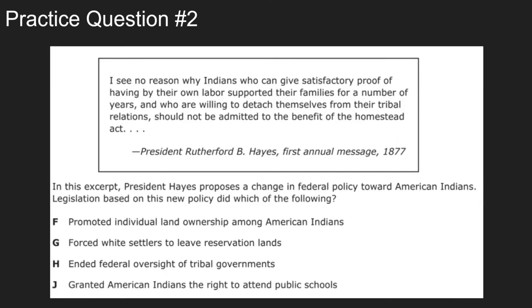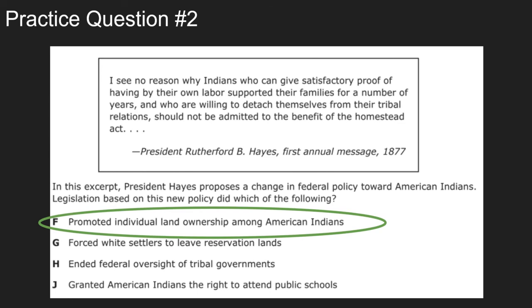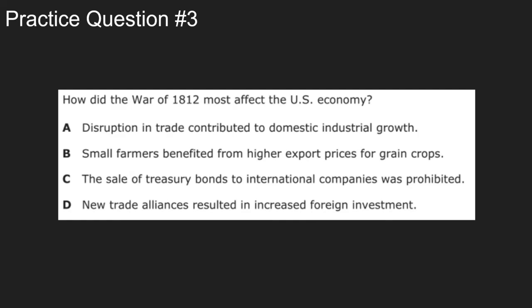I see no reason why Indians who can give satisfactory proof of having by their own labor supported their families for a number of years and who are willing to detach themselves from tribal relations should not be admitted to the benefit of the Homestead Act. That's Rutherford B. Hayes. In this excerpt, President Hayes proposes a change in federal policy towards American Indians. Legislation based on this new policy did which of the following? Press pause. Here's your answer. Promoted individual land ownership among American Indians. So this makes it sound like it's a good deal. It really wasn't, right? We know that. It promoted individual land ownership, but it was splitting them up, trying to dissolve their nations.